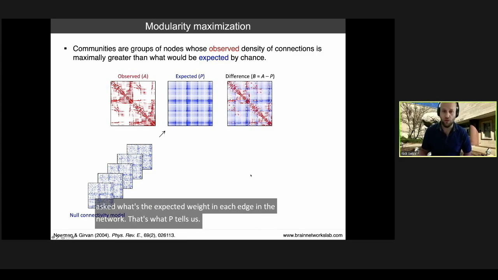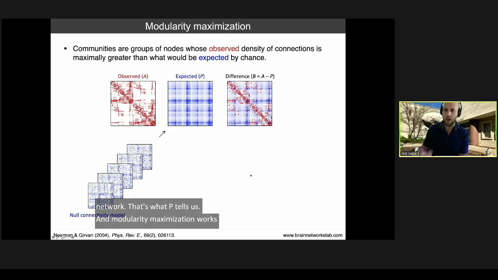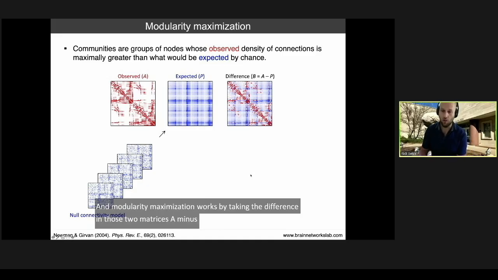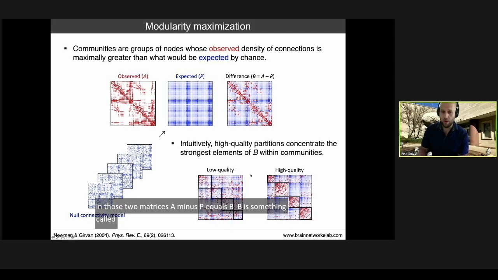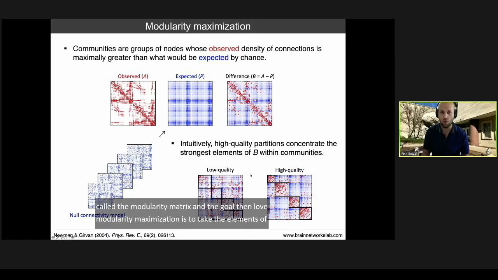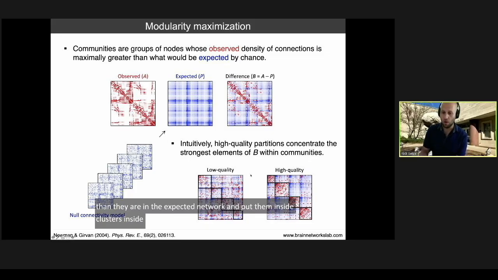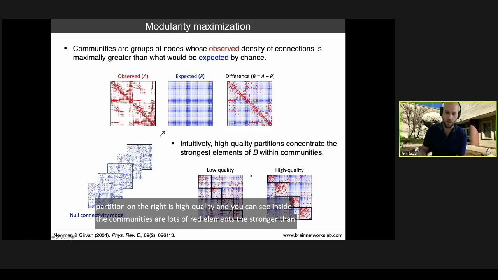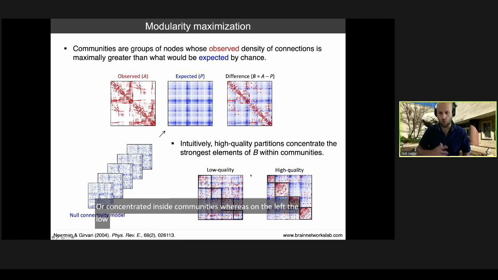And modularity maximization works by taking the difference in those two matrices. A minus P equals B. And B is something called the modularity matrix. And the goal then of modularity maximization is to take the elements of B, the ones that are red, that are stronger in the observed network than they are in the expected network, and put them inside clusters, inside the communities. So you see an example in the bottom right of a high quality partition and a low quality partition. On the right is high quality, and you can see inside the communities are lots of red elements. The stronger than expected connections are concentrated inside communities, whereas on the left, the low quality partition, there's a lot of red and blue inside communities. So we consider it bad in some way.